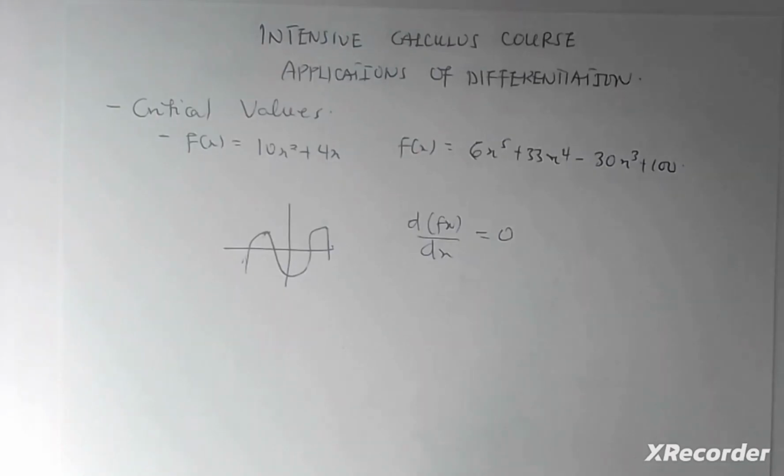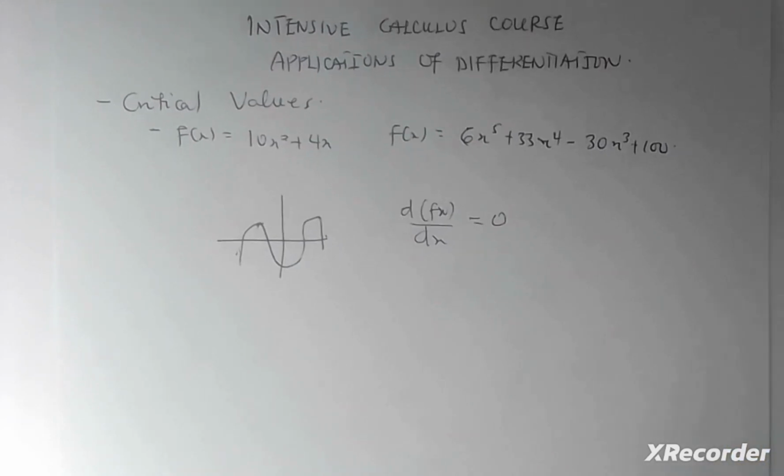So we call them critical values, turning points or stationary points of a function. You know when you say something is stationary, it doesn't move, yes. Therefore, the gradient there is going to be 0. That is basically the meaning and understanding of critical values. So I have some functions here for which you're going to find the critical values.